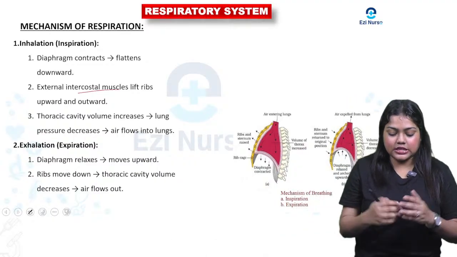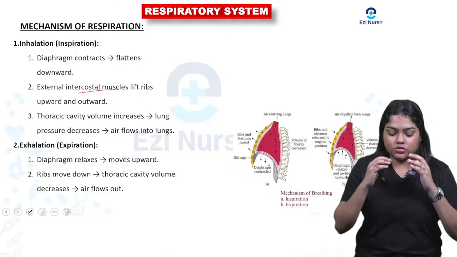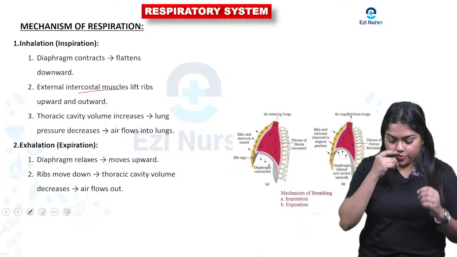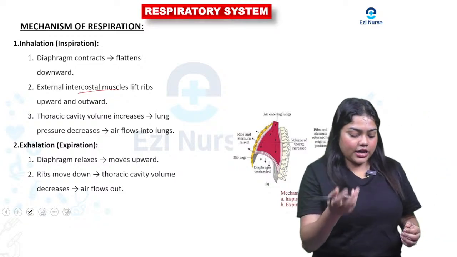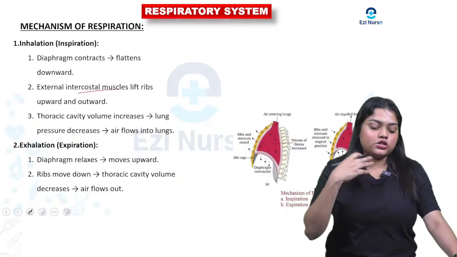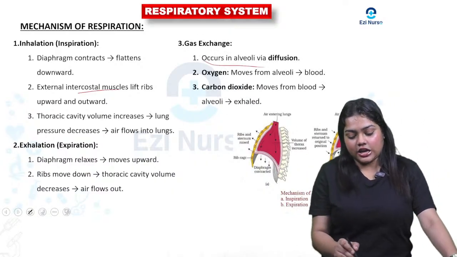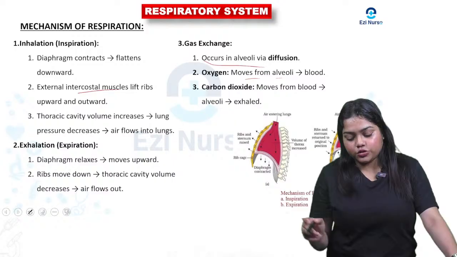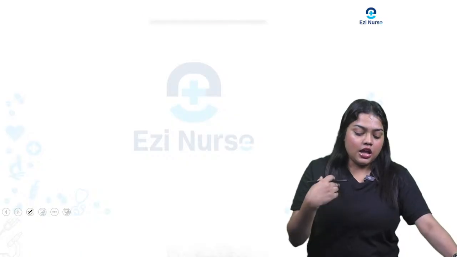In the exhalation process, the diaphragm will relax and move upwards. The ribs will move down, so the thoracic cavity volume will decrease, and the lung pressure will increase. So the air, the CO2, will go outside of the body. This is the mechanism of respiration. Now gas exchange occurs in the alveoli via diffusion. Oxygen moves from the alveoli to the blood. Carbon dioxide moves from the blood to the alveoli and is exhaled from our body.